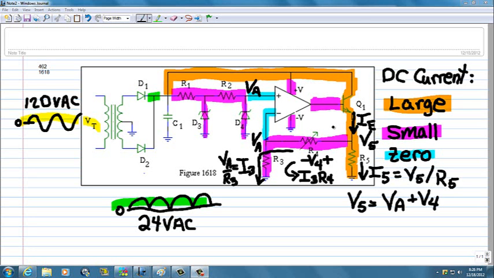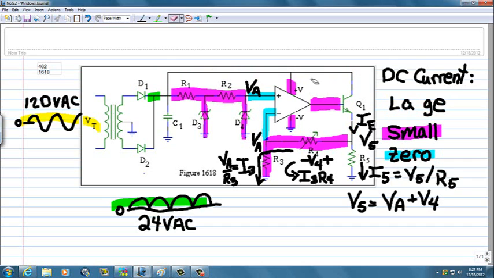This is an overview of exercise 1618. This is the final result. We'll work backwards and then forwards again. The main idea is to produce a large DC current along this channel. The smaller DC currents make the larger DC currents happen.